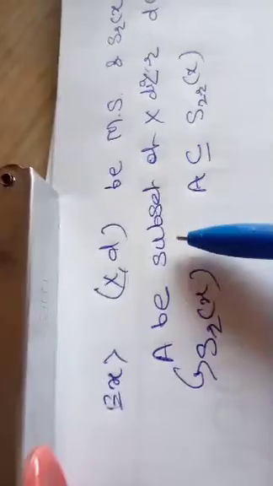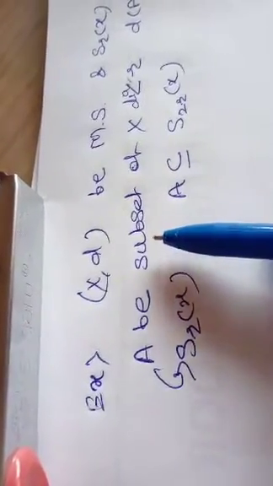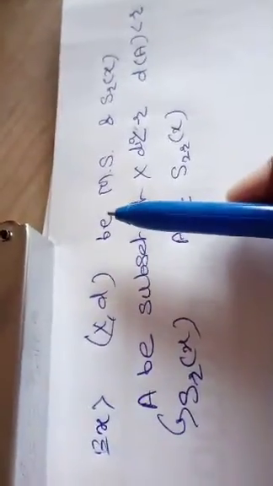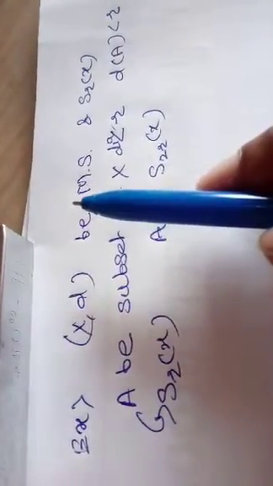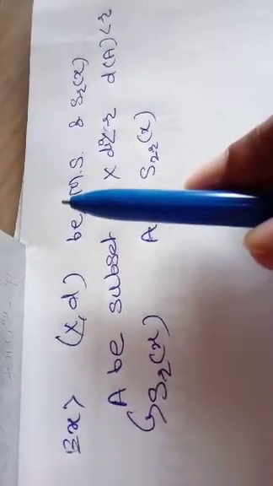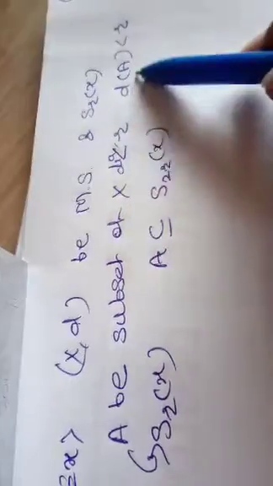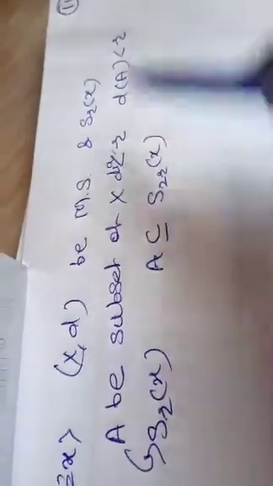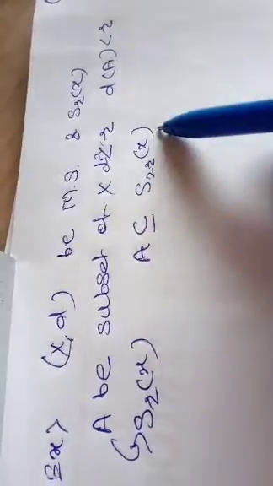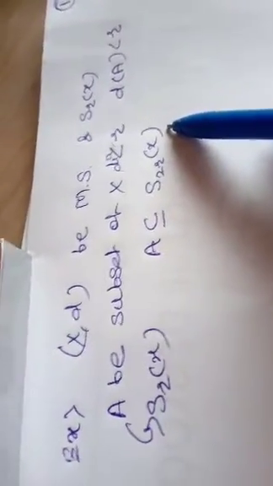What we have given: (X, d) is a metric space, that is, d is a metric, meaning it satisfies all the four conditions. S_r(x) is the open sphere with center x and radius r, and A is a subset of X whose diameter is less than r, and A intersects S_r(x). Then we have to show that A is a subset of S_2r(x).